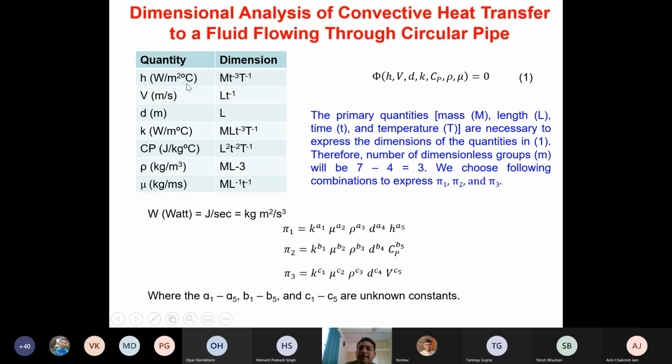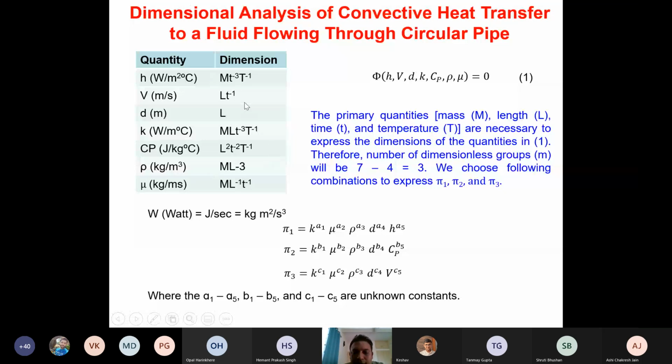So h is watt per meter square degree Celsius. Watt can be defined as joule per second, and joule is defined as kg meter square per second square. So that becomes kg per meter square second cube. If you put it in terms of watt and rearrange everything, the dimension of heat transfer coefficient comes out to be M T raised to the power minus 3 and capital T raised to the power minus 1. Here capital M denotes the mass, L denotes the length, T denotes the time, and temperature is denoted by capital T.